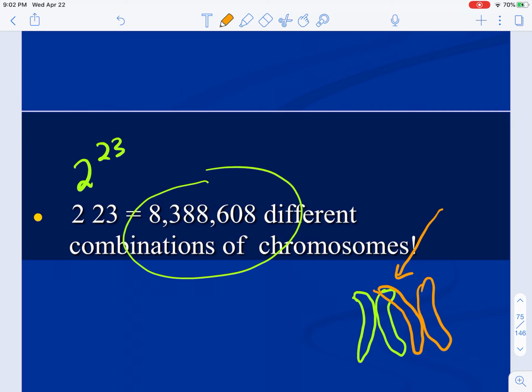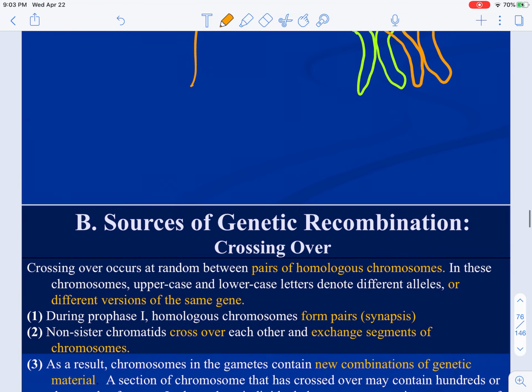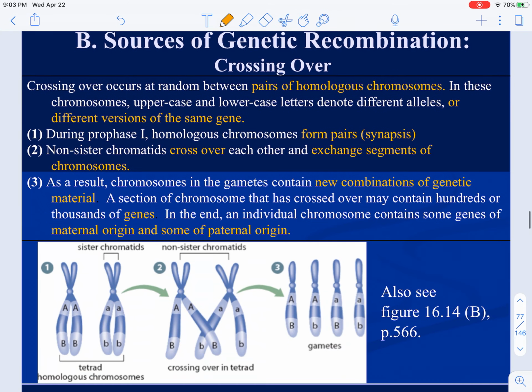However, that's without thinking about the fact that the chromosomes crossed over. When prophase 1 was happening, these chromosomes were crossing over and swapping genes. So there are this many possible sperm cells, but because crossing over can happen, there's basically an infinite number of different combinations of genes that could be found in sperm. That's pretty crazy to think about.